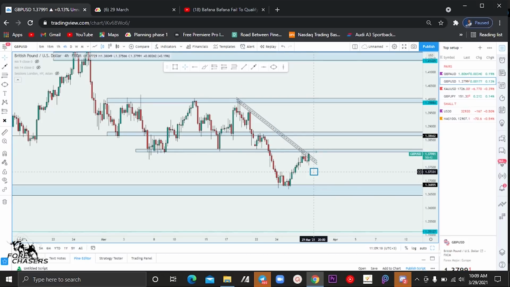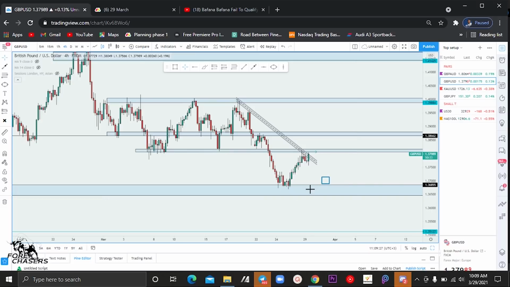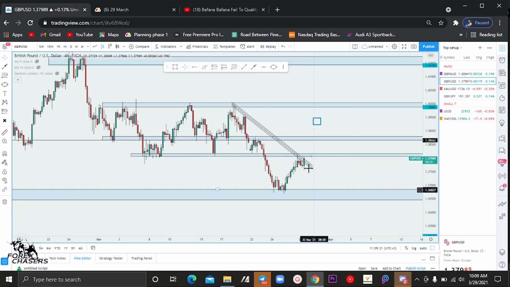It will be even nicer for me if price becomes even cheaper, coming down here to this support area. Then once it gets into this support, I'll be looking for my confirmations. That's when I'll be taking the trade all the way to the upside.